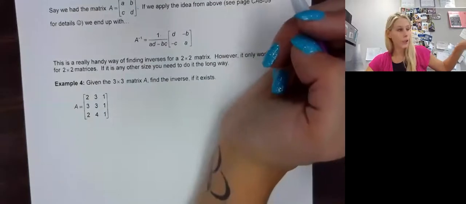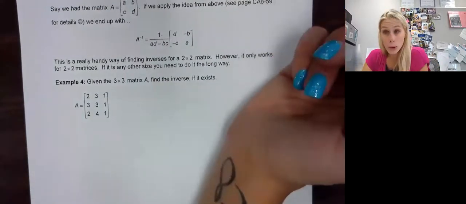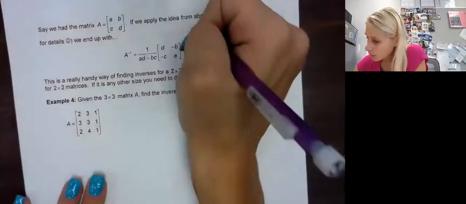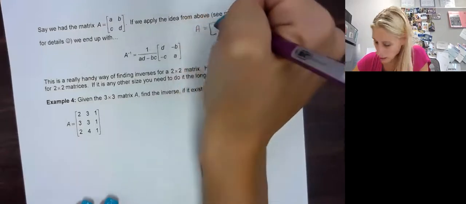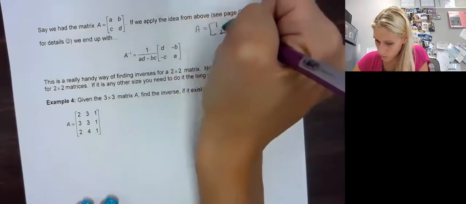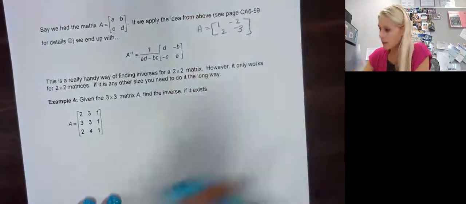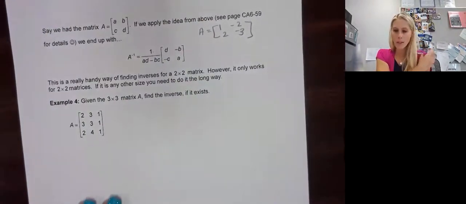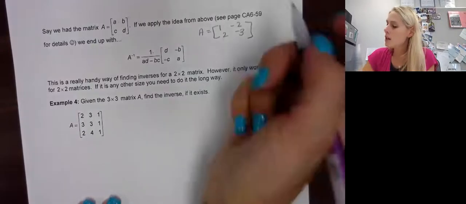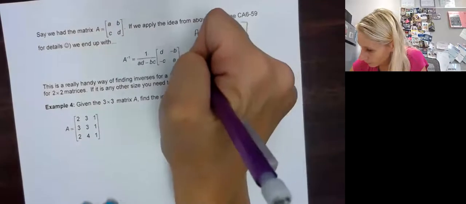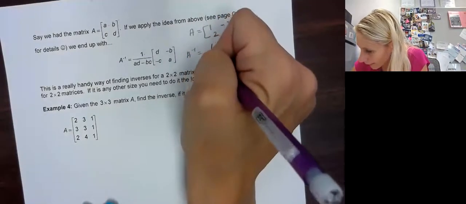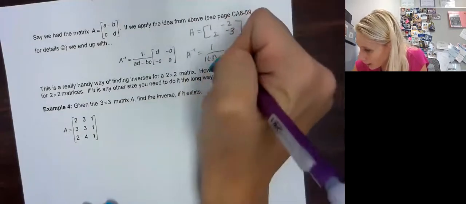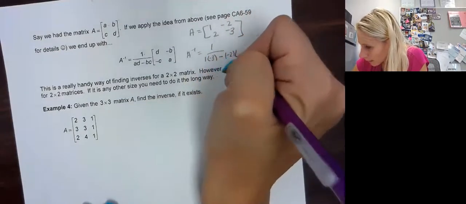I'm going to prove that to you right now. We know example 2 had an inverse, so I'm going to show you right now. If I said A equals 1, negative 2, 2, negative 3. Okay, instead of doing the row reduction stuff, I'm actually going to do this. The inverse equals 1 over A times D. So that's 1 times negative 3 minus negative 2 times 2.